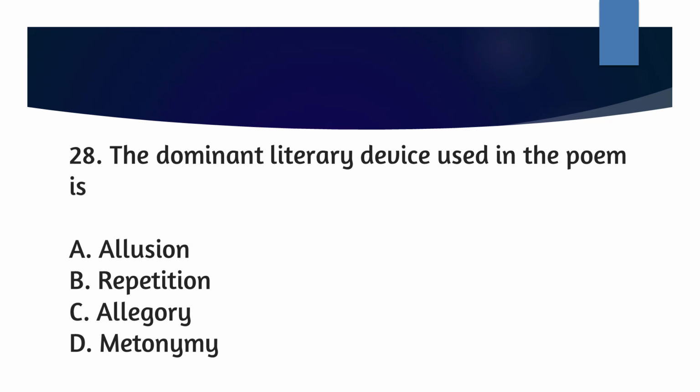Question 28. The dominant literary device used in the poem is A. Allusion, B. Repetition, C. Allegory, D. Metonymy. The correct answer to this question is B. The dominant literary device used in the poem is repetition.